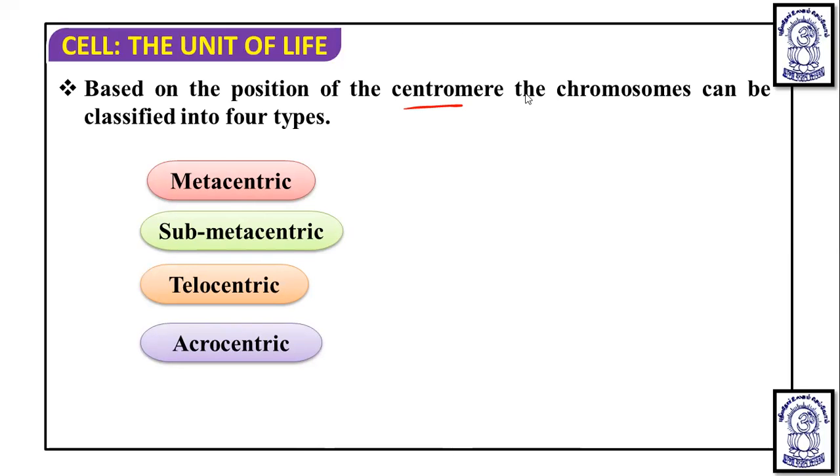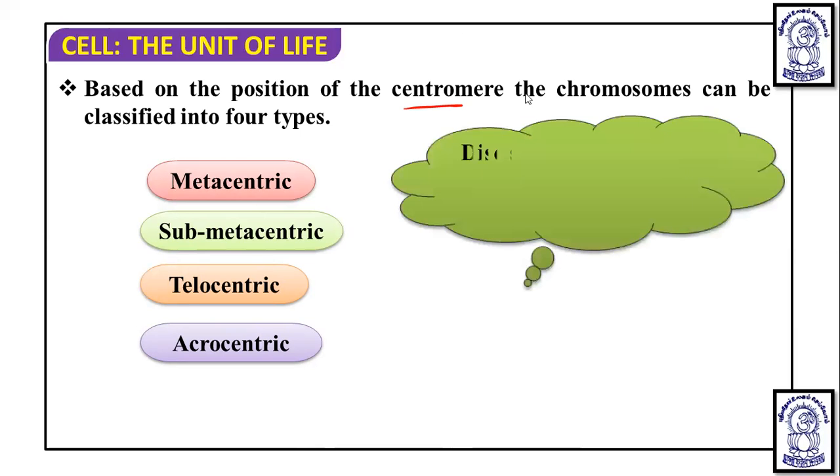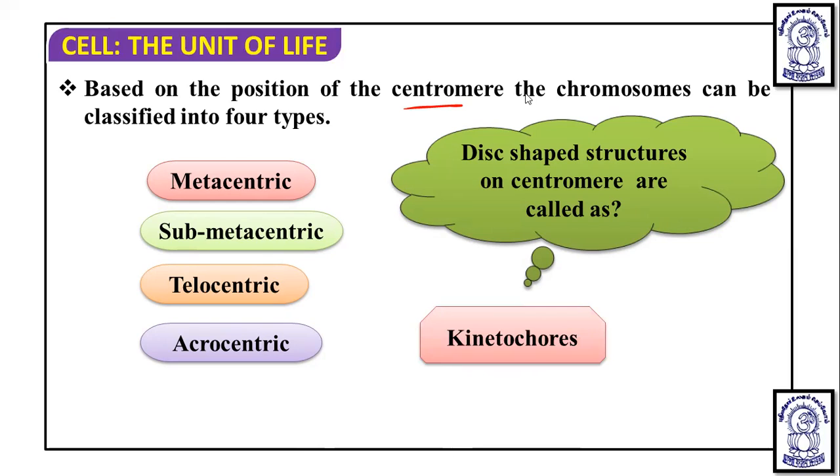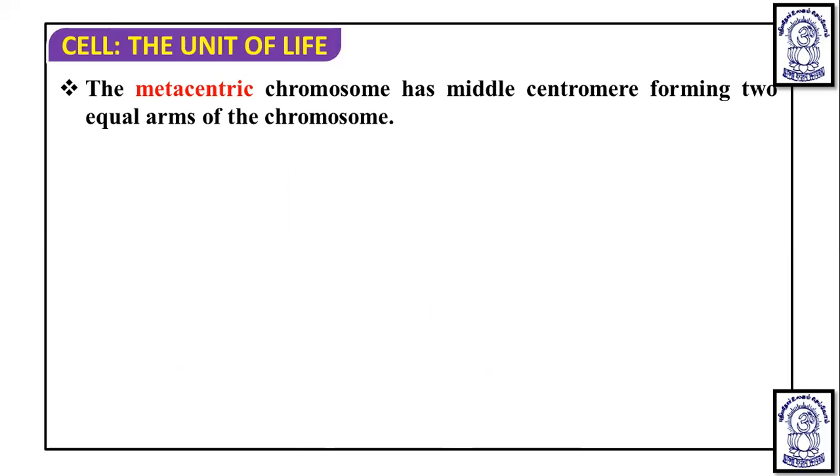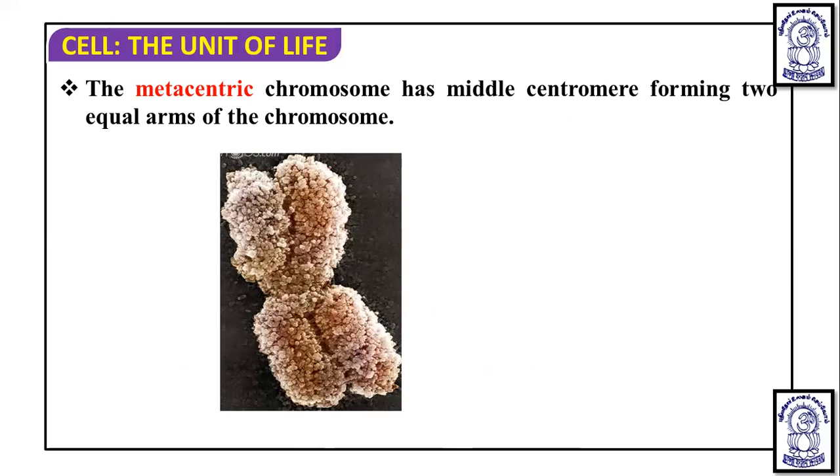These four types of chromosome are formed based on the position of the centromere. And the disc-shaped structure on the centromere is known as the kinetochore, which we have already discussed. So the first is the metacentric chromosome, in which the centromere is present at the middle position and forms two equal arms of the chromosome. Because of this, it is known as a metacentric chromosome.